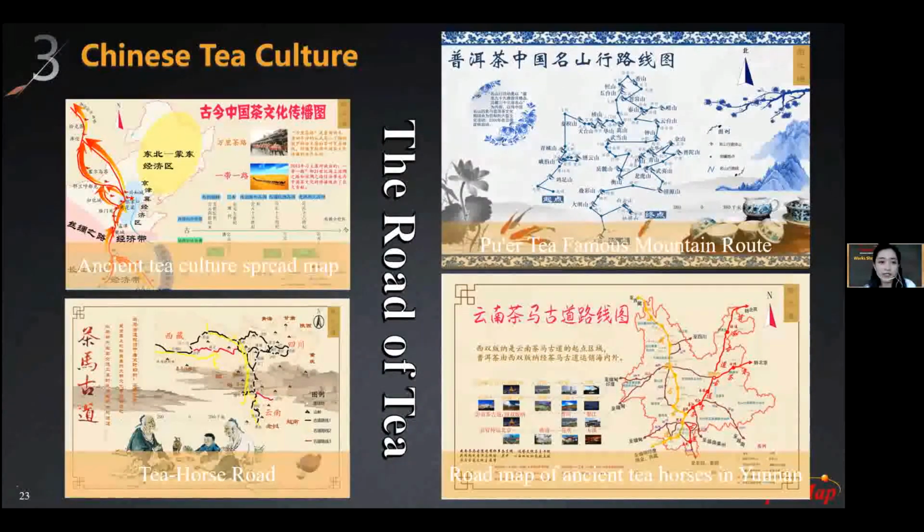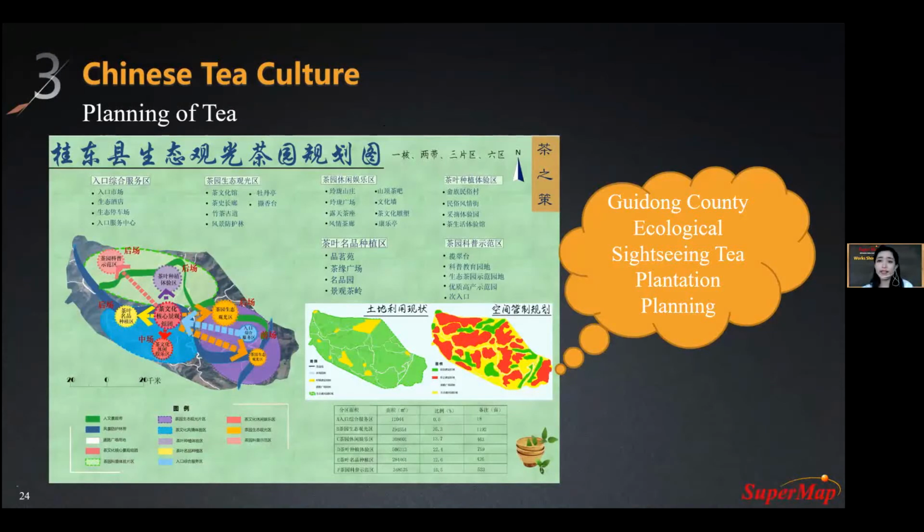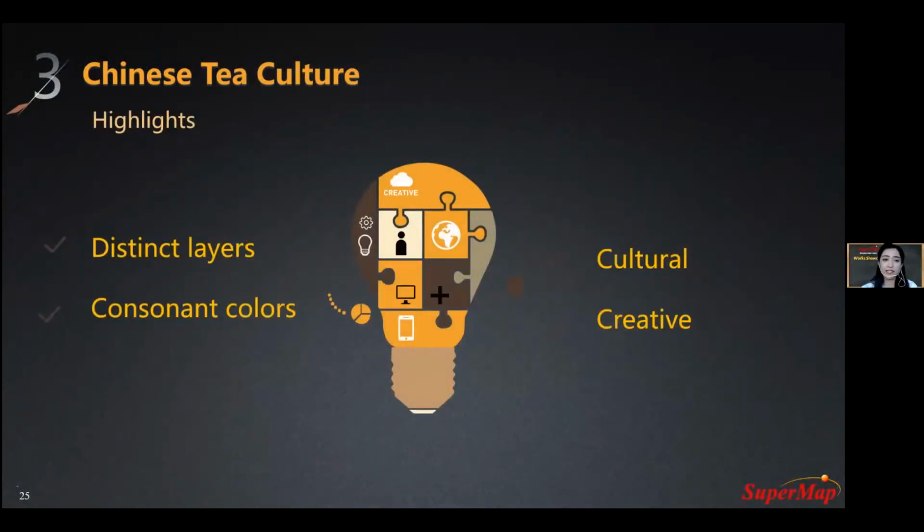And this part is the planning of the tea. These plans include the land use status and the land control planning. And plans for the tea garden include the service area and the sightseeing area and the planting area and so on. Okay, so the highlight of this work is that it has distinct layers, and it has consonant colors, and it's about culture, and it's very creative.